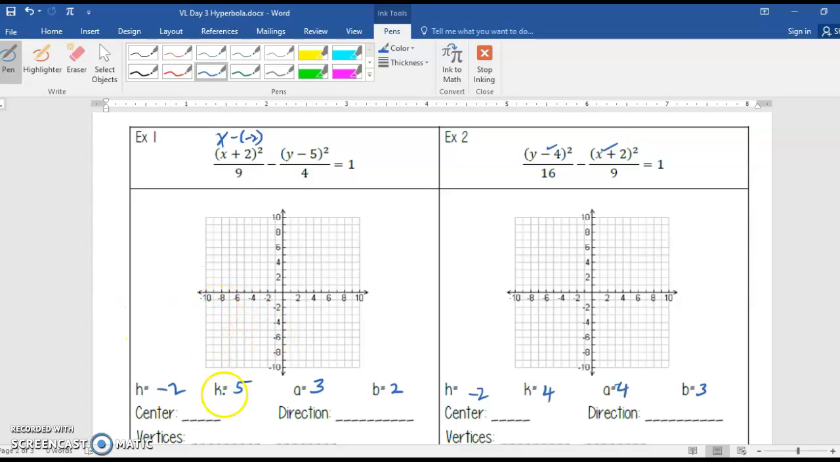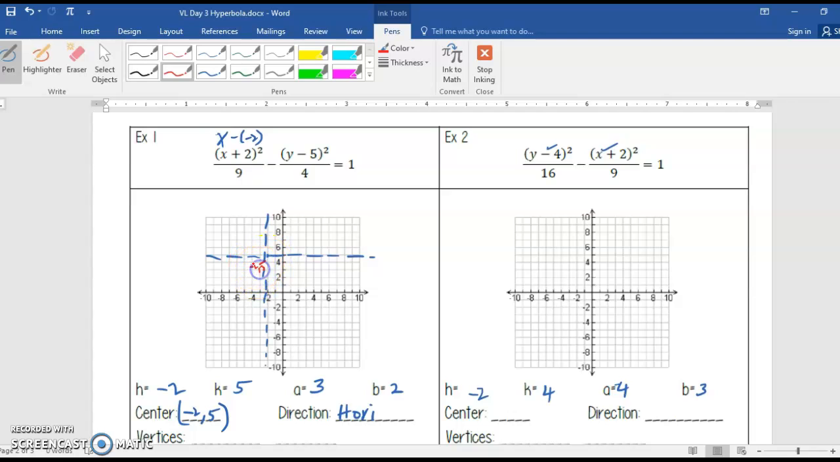Okay, the center here is negative 2 and 5. Since the x squared term is positive, the direction would be horizontal. For the vertices, now you have to actually draw. So first locate the center. Negative 2 and 5 is right here. Let's draw the axis lines. Next you have to figure out a and b, the rectangle formed by a and b. Since it is horizontal, a is from here, the center is negative 2 and 5.